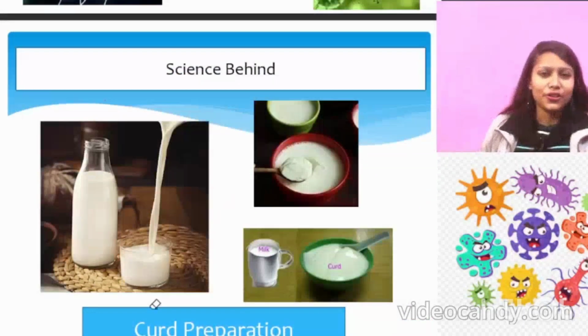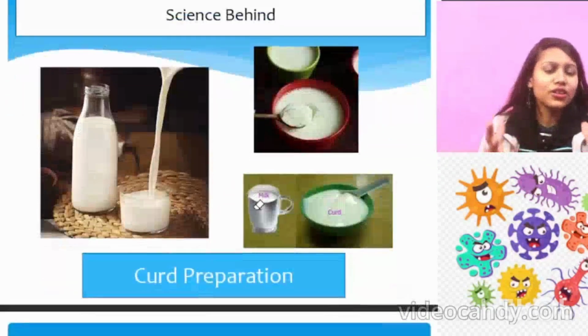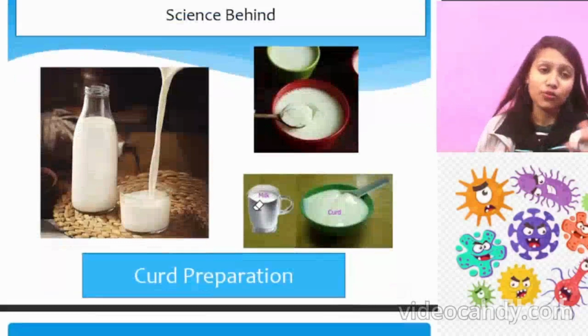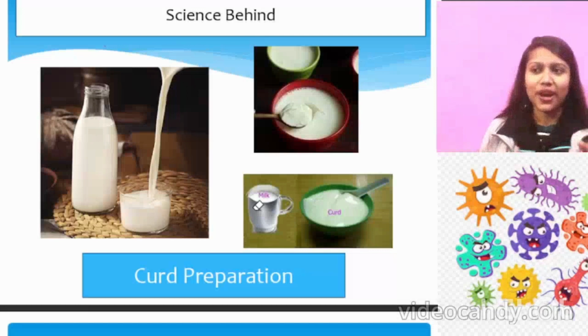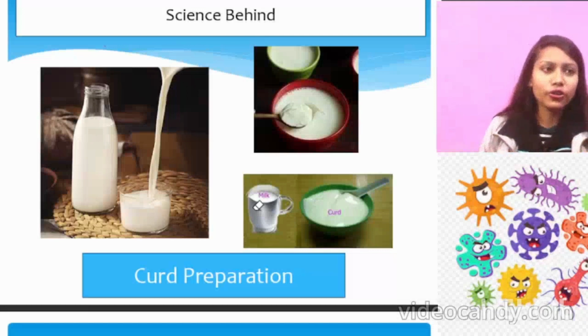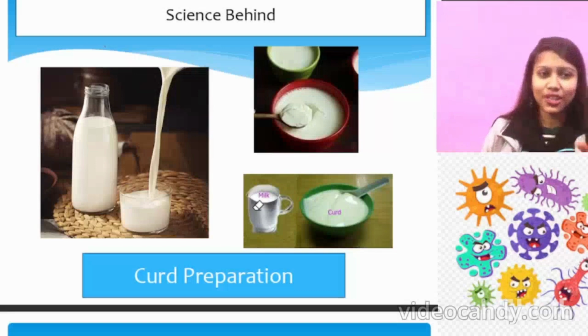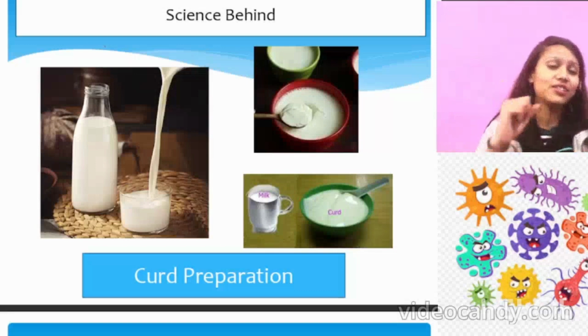Have you ever wondered how curd is made from milk? You might have seen your mother preparing curd from milk. She takes an inoculum of curd, meaning a small part of curd, mixes it in a bowl of milk, and keeps it aside overnight. The next day, you get your curd ready. So how is curd prepared from milk? Have you ever wondered about this process? In this chapter, we will learn the science behind curd preparation.